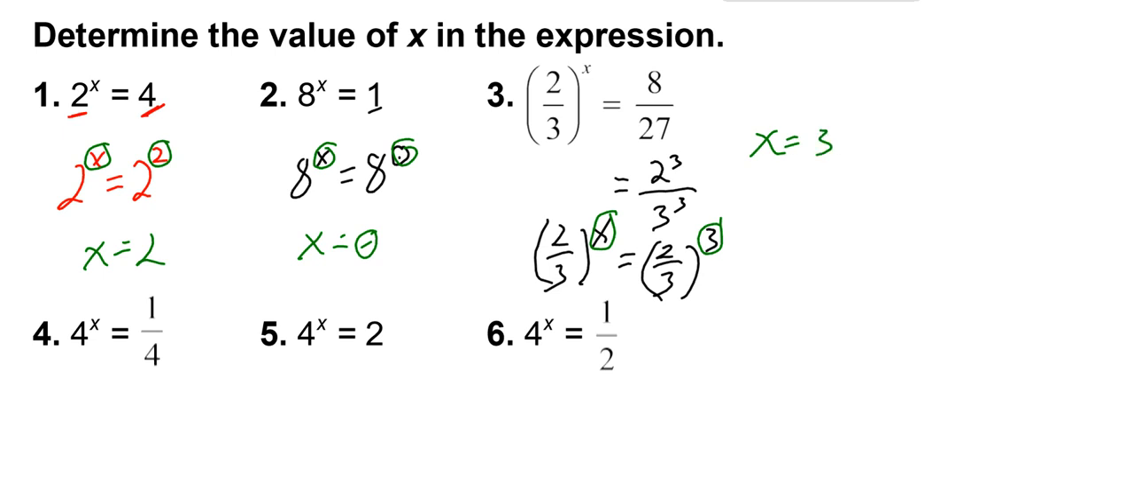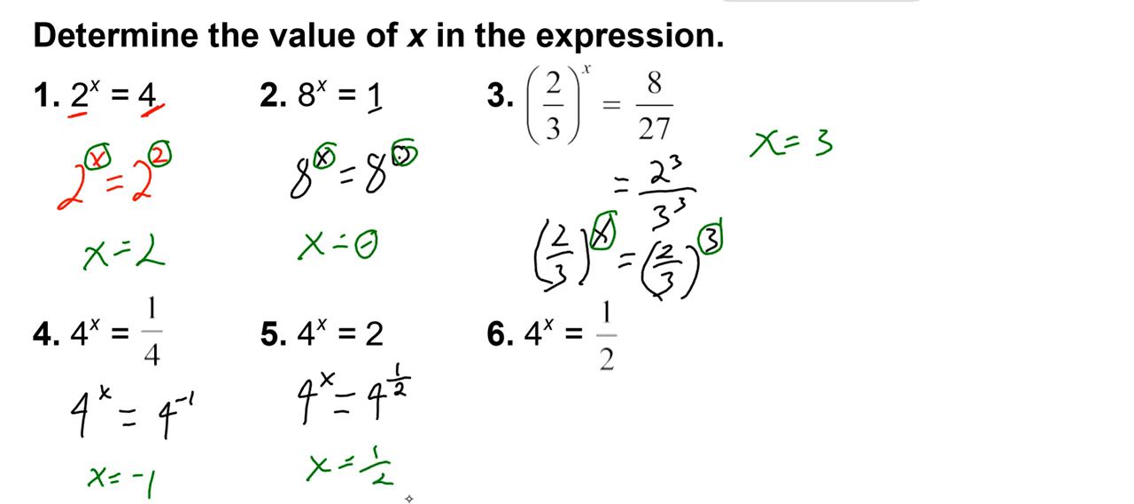On number 4, with fractional exponents, I can rewrite that fraction as 4 to the -1 because 4 was in the denominator, and then 4 to the x. I can see by inspection that x is equal to -1. Similarly on number 5, 4 and 2, how are they related? I can write 2 as the square root of 4, or 4 to the 1/2 power, and I have 4 to the x on the left side. So by inspection, x is equal to 1/2.